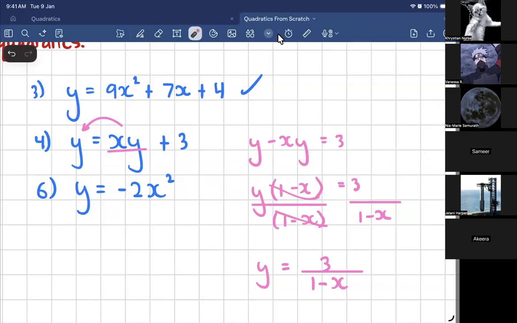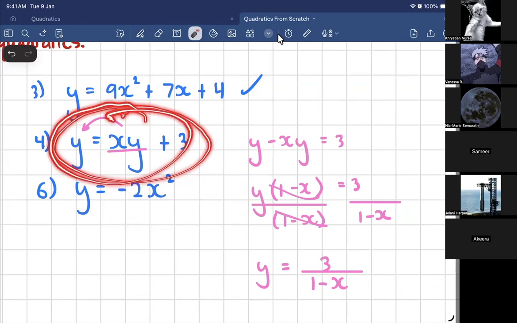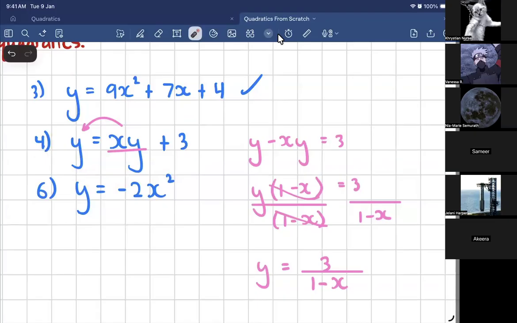Yes, sir. Okay. Akira, when you look at this, is this a typical form of a function? No, because in a function, what is the subject of the formula? f of x, which is y. Yeah. But y is not the subject here, right? No, sir. So if you really want to see what type of function it is, you should make y the subject.